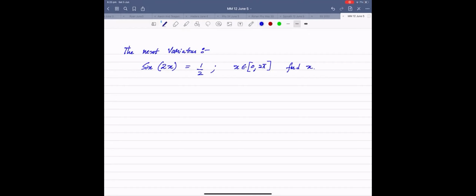Now, why is this question special? Why is it a variation? It's because you can see inside sine, that means the angle is complicated. Angle is complicated. What do you mean by complicated? It is not simply sine.